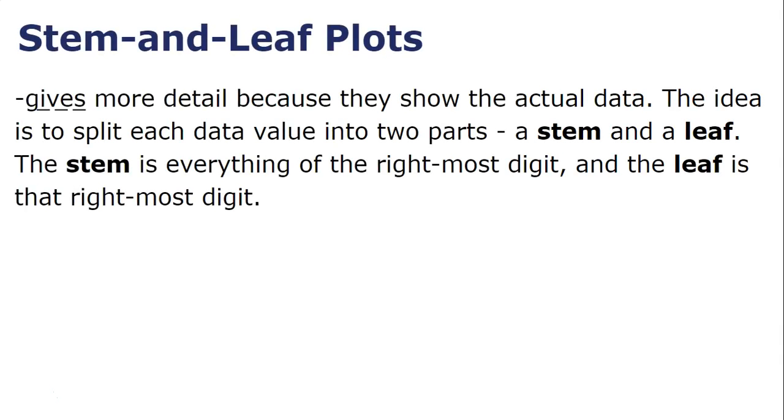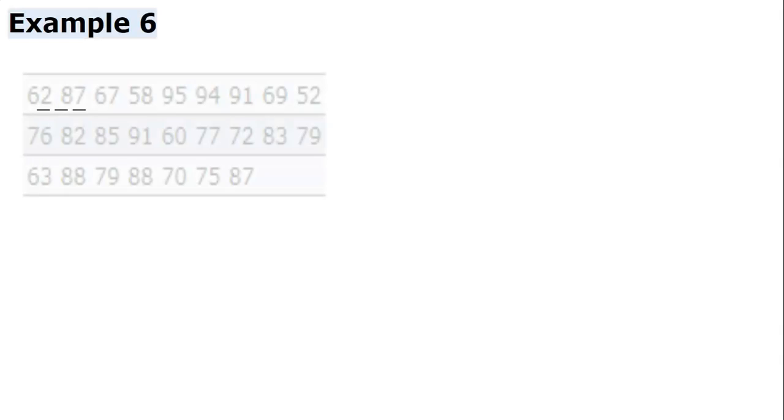Alright, another way to represent quantitative data graphically is the use of a stem and leaf plot. Stem and leaf plots give more detail because they show the actual data. The idea is to split each data value into two parts, a stem and a leaf. The stem is everything except the rightmost digit, and the leaf is that rightmost digit. Here's an example using the data from earlier regarding exam scores of past Math 127 students.